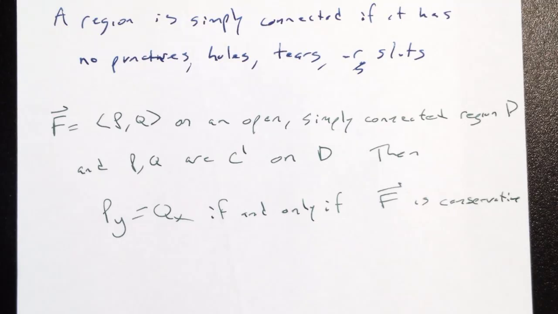In other words, I can tell if my vector field is conservative by looking at the partial derivatives, as long as we're on a nice, open, simply connected region.